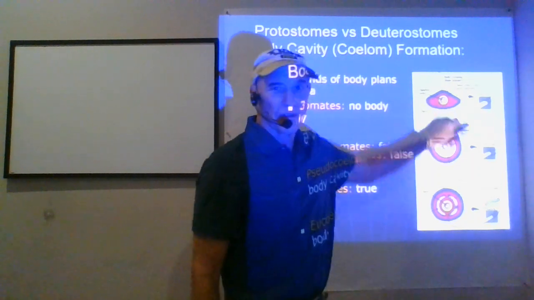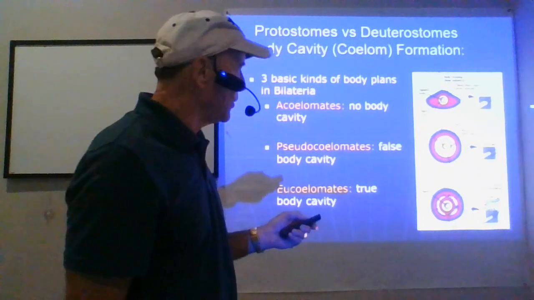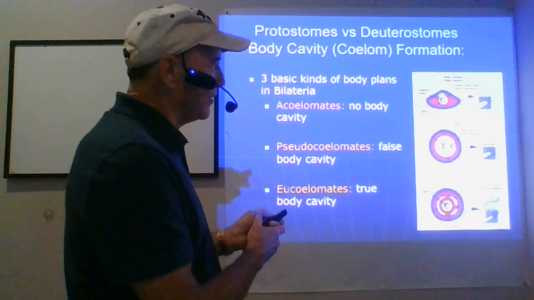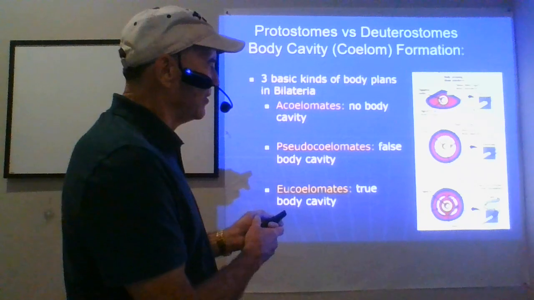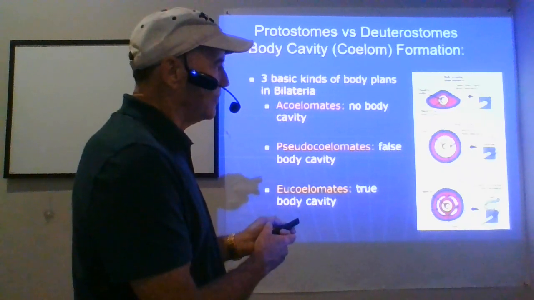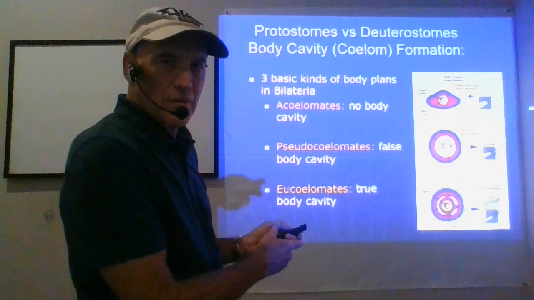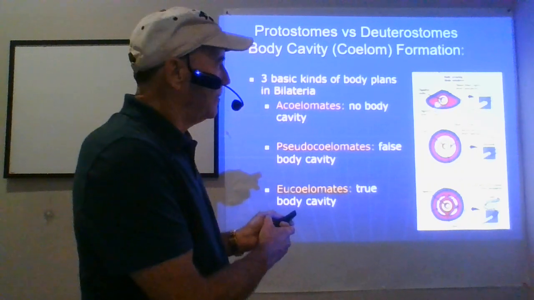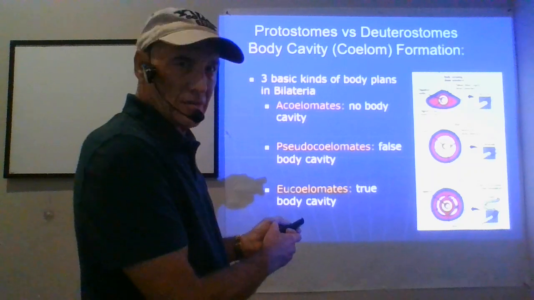Now that's the digestive system there. You can see, let's use your pointer. There's the digestive system, but there's not a body cavity out here. There's just tissue here. So that's a solid flatworm. The body's solid. There's not a hollow cavity inside, besides the gut. So that is an acoelomate.